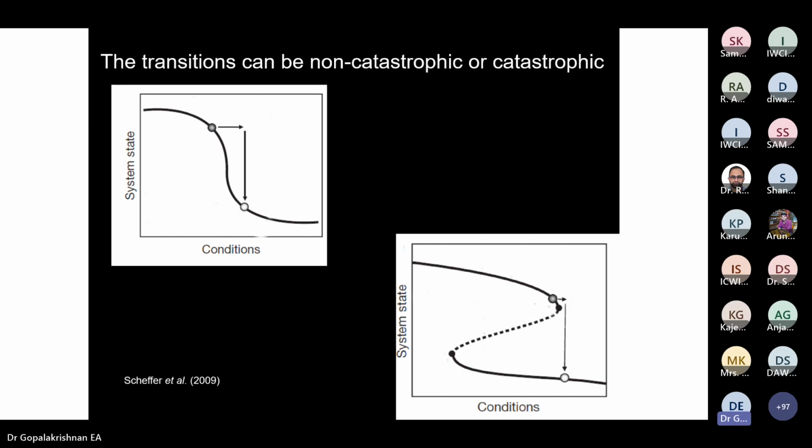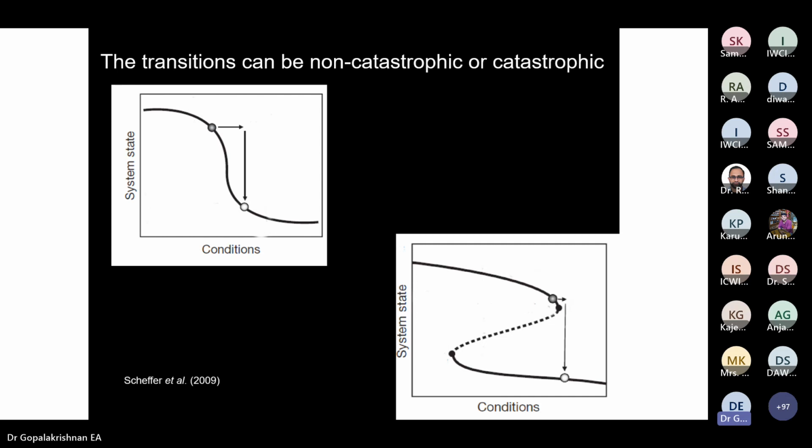These are called non-catastrophic transitions. Whereas in a catastrophic transition, if you see here, there are two solid black lines separated by a dashed line. When your conditions are changing and you reach the point of critical transition, your system transits to the other alternate state. But now, even if you change the condition back, it will not go back to its original state, which is the top solid black line. It will continue to stay on the bottom line for a while.